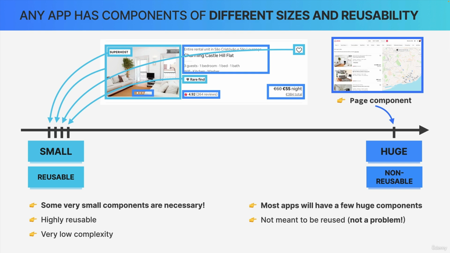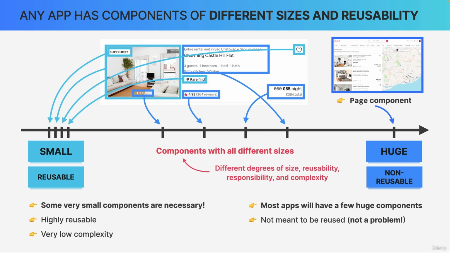So, generally speaking, the smaller components are, the more reusable they will be. And of course, as components get bigger, they will become less reusable. But again, that's no problem at all for some components. So not all components are meant to be reusable. But anyway, finally, we have all these medium-sized components as well, which all have different degrees of size, reusability, responsibility, and complexity.